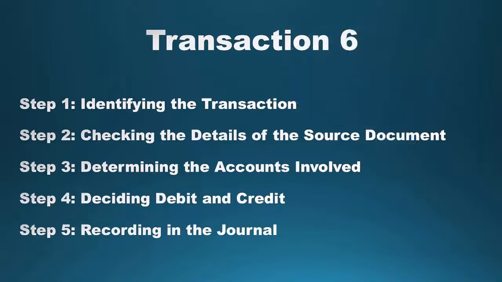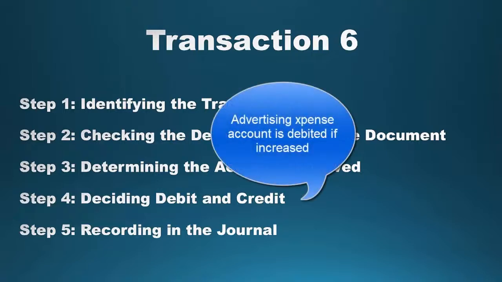Step 4, deciding debit and credit. Let's decide which account to debit and which to credit. The advertising expense account is debited because expenses are increasing. An increase in expenses is always recorded as a debit.